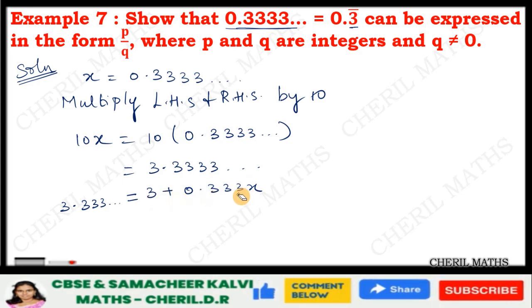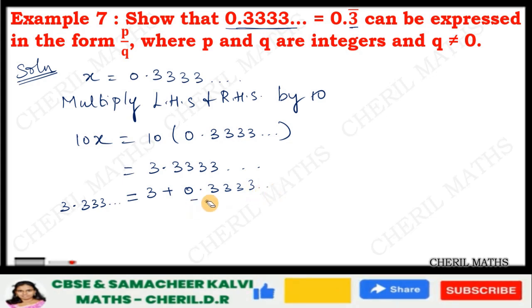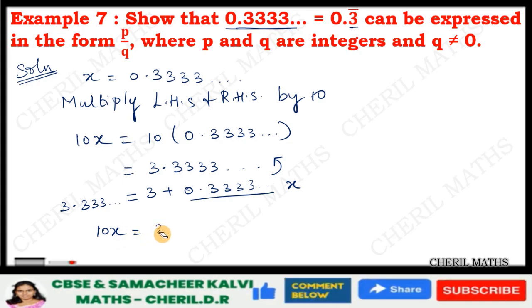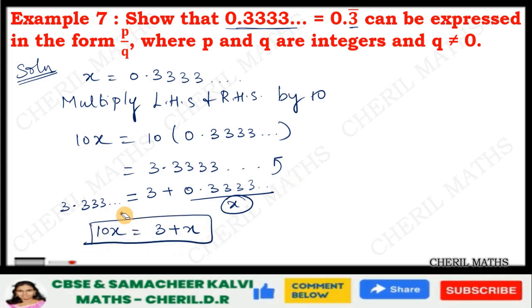So 3 plus 0.3333, and what do we know about 0.3333? This is going to be your x. So you are going to substitute for this value. So now I'll get 10x is equal to 3 plus x. Why? Because this value is your x. So 10x is 3 plus x. So this is our equation to solve for the value of x now.